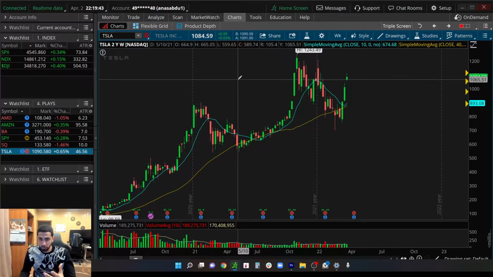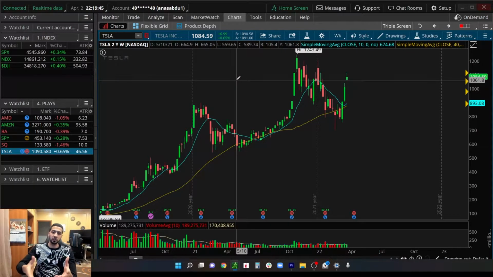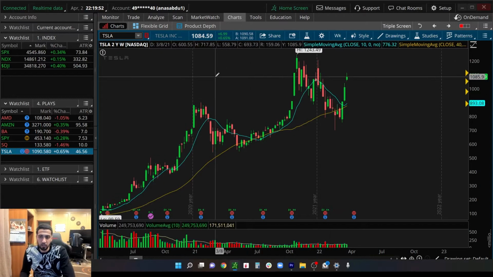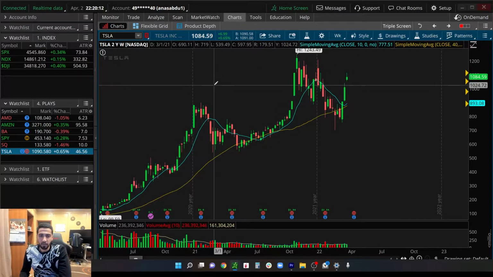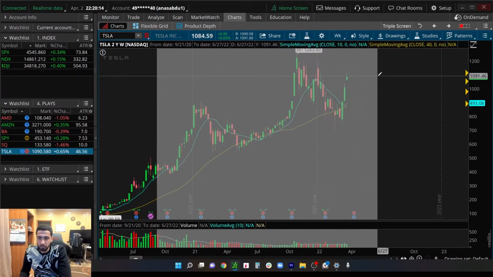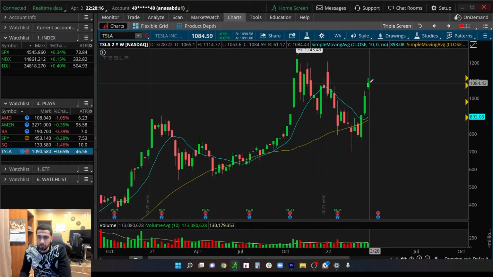So I'm just going to walk through. This is basically going to be me drawing levels on a stock, what's my process, and maybe a couple of things that can help you along the way. So first things first, let's find out where the stock currently is right now. Here is the close, about 1084.